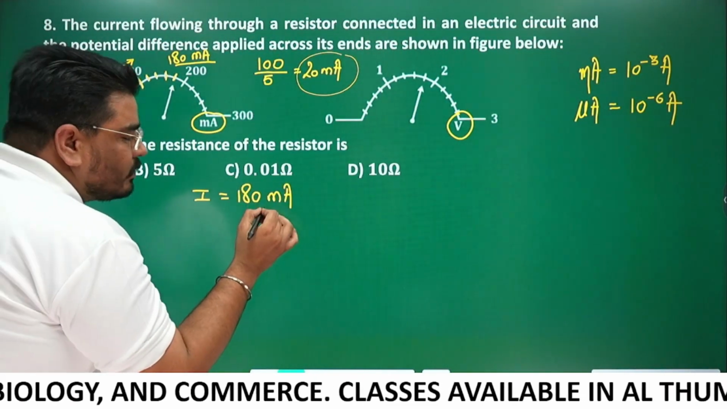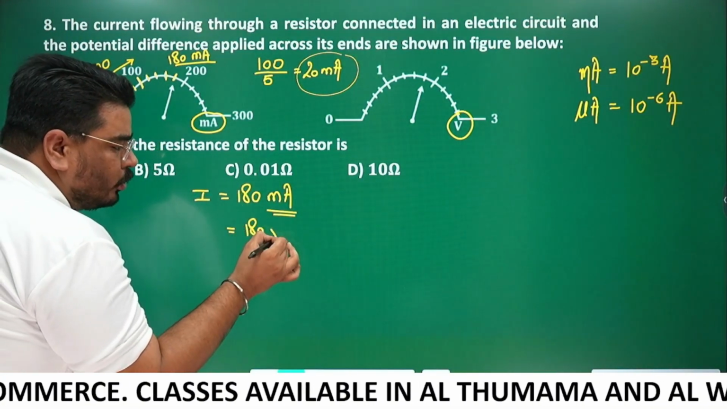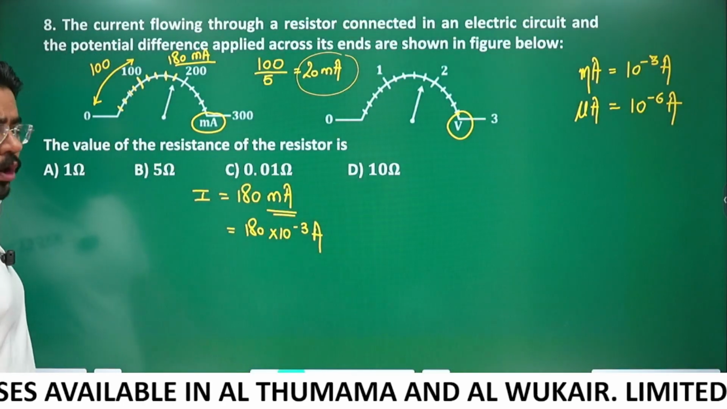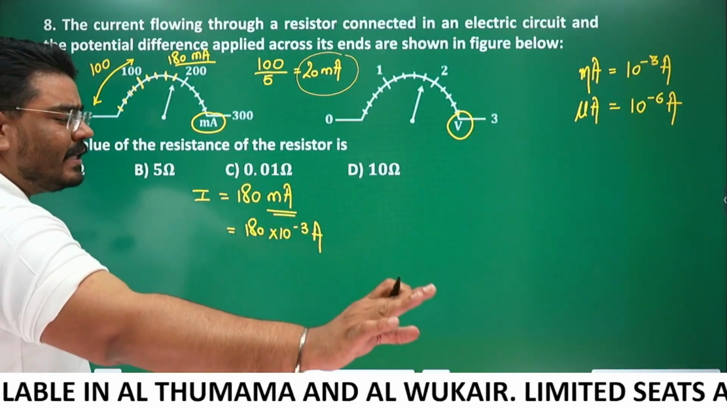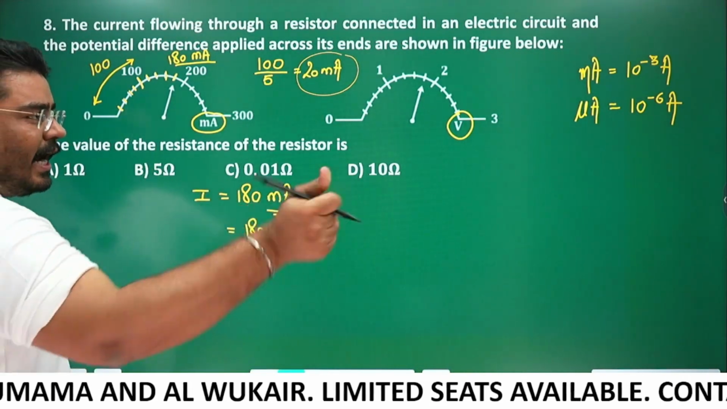Moving on, this was milli. So remember, 180 into 10 to power minus 3 ampere is the current. Don't be scared with these powers. It has nothing much to do with anything. You just have to substitute the values and get the results.